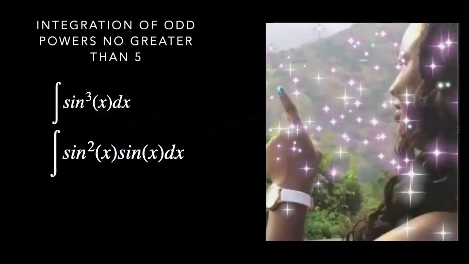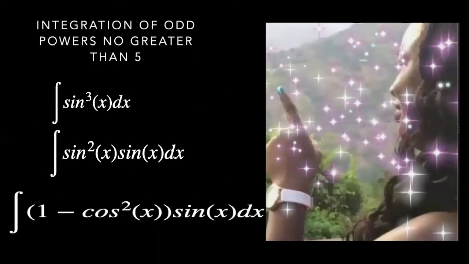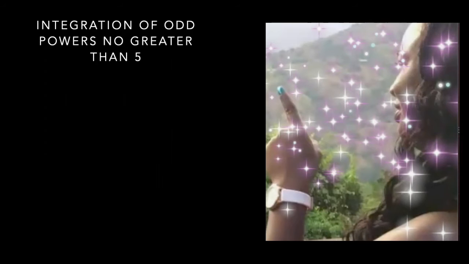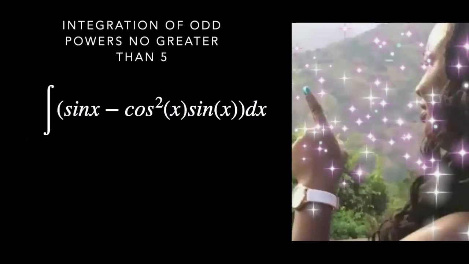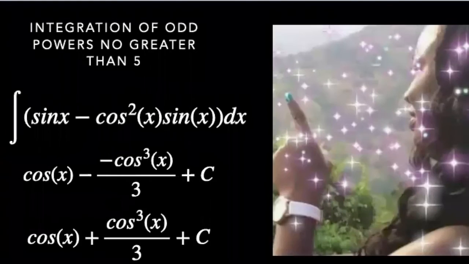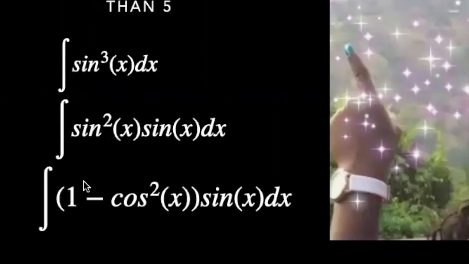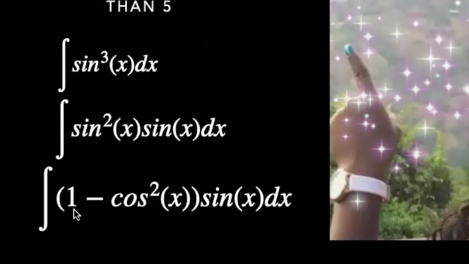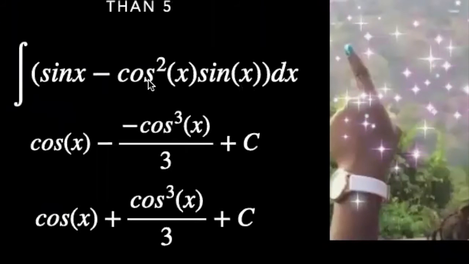Sine cube x, replace it as sine square x times sine x. Then sine square x using the identity is 1 minus cos square x. So this 1 minus cos square x, now we're going to multiply that bracket by sine x. So multiplying it by sine x, just a reminder, sine x times 1 gives us sine x. Sine x times cos square x gives us sine x cos square x.